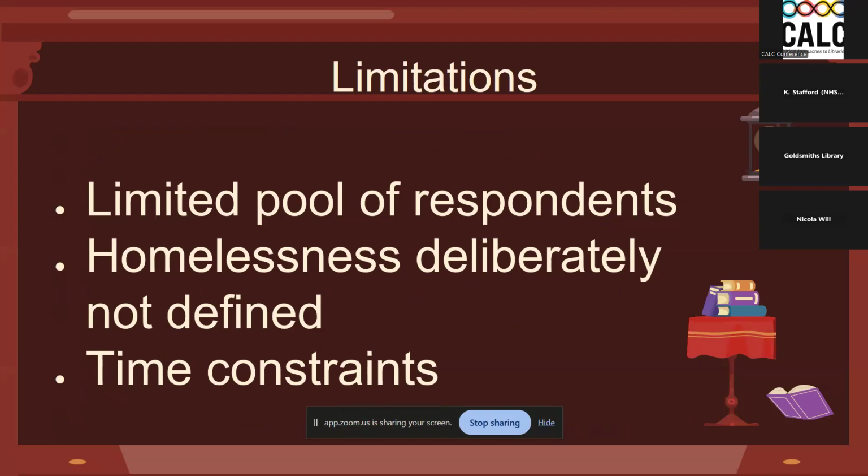The first was that the pool of respondents was limited to library staff working in the UK only. If the study was to be repeated, it would be amazing to extend the sample size significantly to collect as broad a range of results as possible, although that would bring other limitations in terms of different definitions of homelessness and so on. Additionally, and unfortunately, no homeless people were consulted.